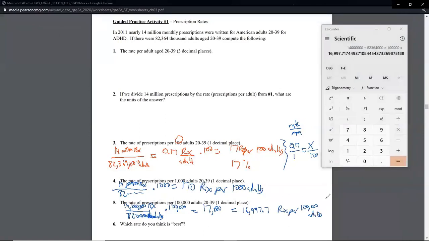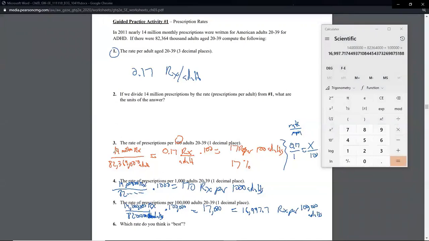So number 1, that answer was the 0.17. That was RXs per adult. Number 3, 4, and 5 are all the same concept. We're talking about prescriptions per some number of adults. It's just the first one is scaled to 1 adult. The third one is scaled to 100. The fourth one is scaled to 1,000. The fifth one is scaled to 100,000. Why would any of us do this? Which one's the best answer? That's what number 6 is, and I've mentioned before that this is subjective, which means it's opinion.